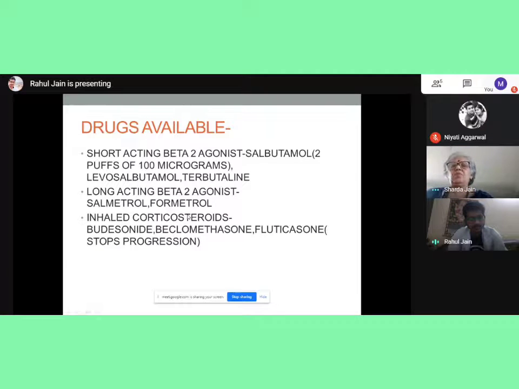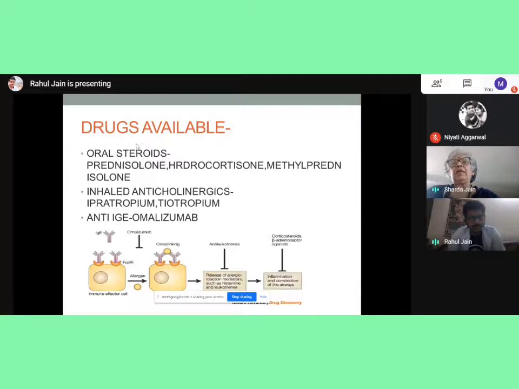So inhaled corticosteroids won't benefit the patient in symptoms, but they will prevent the progression of the disease and also reduce the severity and the frequency of attacks. These inhaled corticosteroids are available in the form of budesonide, beclomethasone, and fluticasone. So they stop progression. This point is very important. And budesonide is available as Budecort inhaler, if you know, and salbutamol is available as Asthalin Respules.